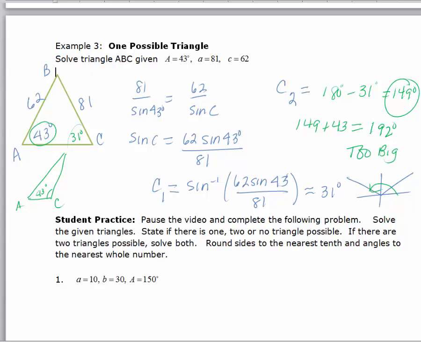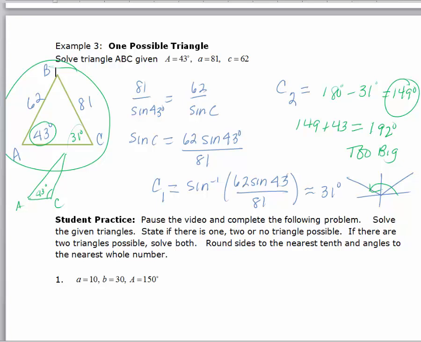So in this case, we know algebraically that there's only going to be one triangle, and at this point you could solve this triangle. I'm going to leave that up to you. You would solve the rest of this triangle, knowing that there's only one possible triangle. We could find angle B by subtracting these two from 180, and then using the law of sines to find that missing side. So the important feature of this problem is to determine algebraically if you have two triangles or not.